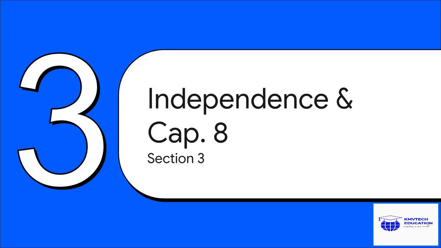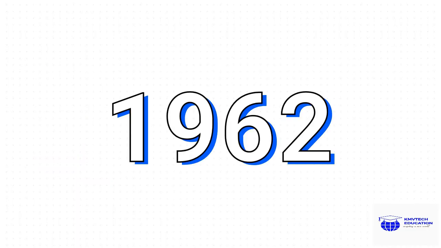Okay, that brings us to Section 3, Independence and Cap 8. October 9th, 1962. A massive turning point. Upon gaining independence, Uganda, much like most former British colonies, had a choice to make. They didn't immediately toss out their inherited legal framework.